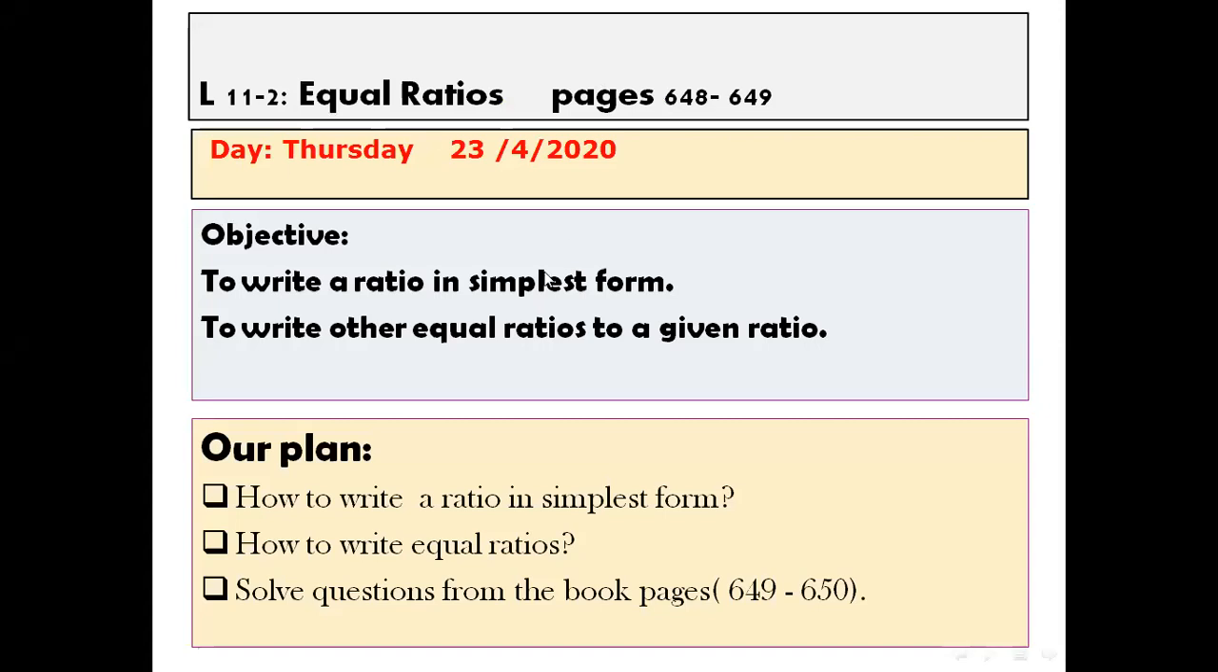The main objective of our lesson is to write a ratio in simplest form and to write other equal ratios to a given ratio. So our plan is to learn how to write a ratio in the simplest form, how to write equal ratios, and we're going to solve questions from the student book.